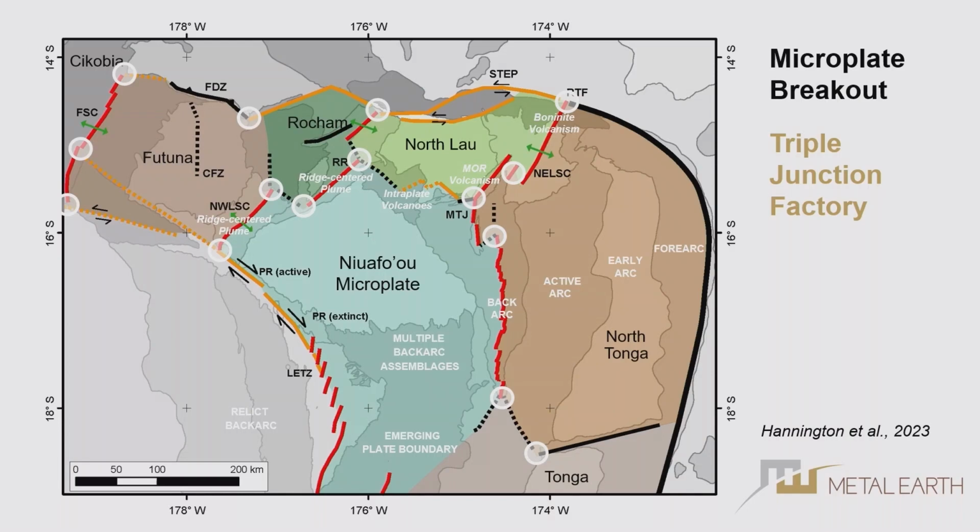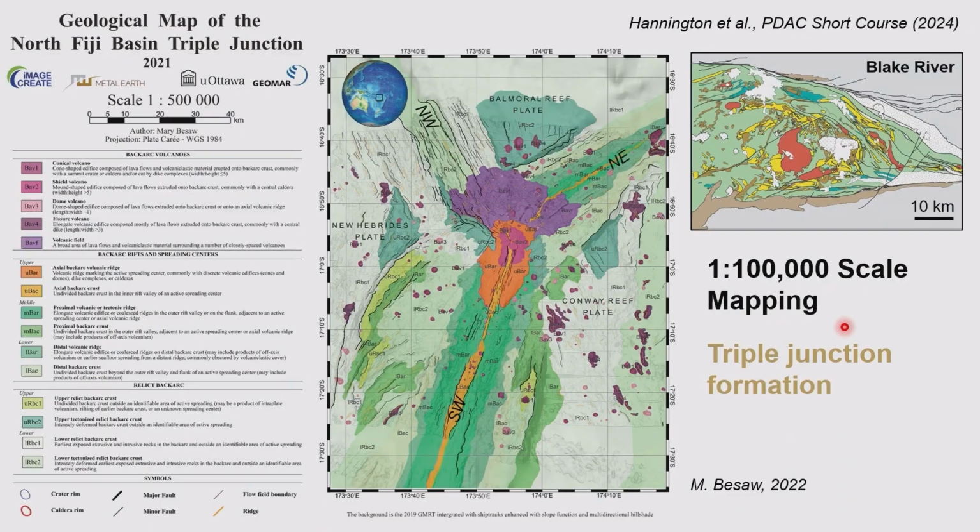And you can see them on here. In some cases, in the case of the Futuna microplate, we've got 5 triple junctions. It's not just a microplate factory, though. This phenomenon is a triple junction factory. Can we use our knowledge of triple junctions in the modern ocean floor to identify triple junctions and therefore microplates in greenstone belts? I don't know. We have many maps like this now.